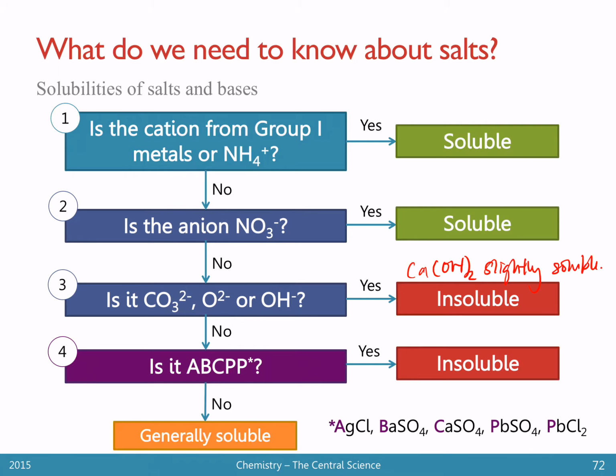Because if it's not a chloride or sulfate, it should be generally insoluble. So it's very important for you to memorize this part. Some people ask me what is Ba? It is barium. It can be found in group 2 of your periodic table.